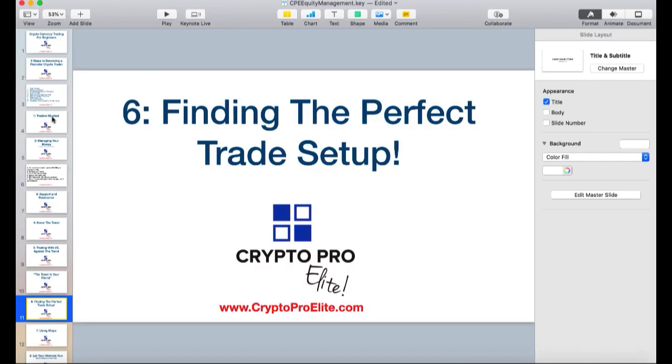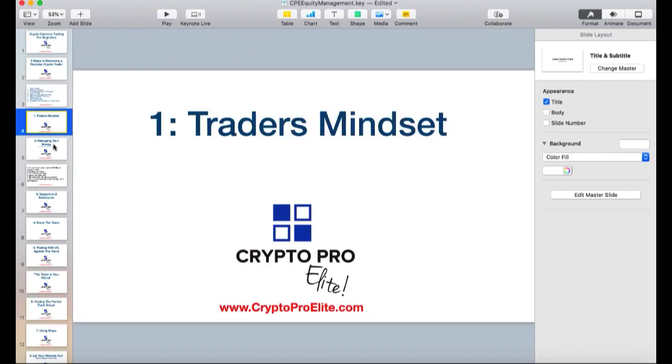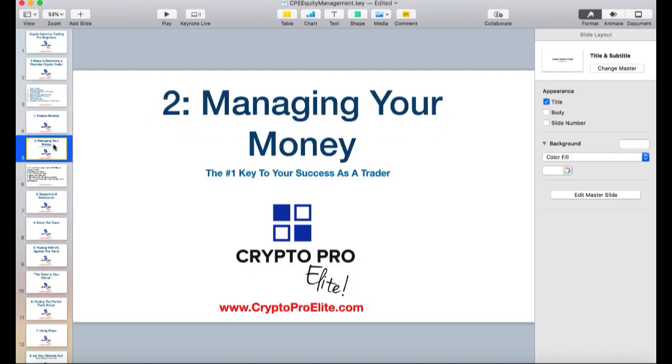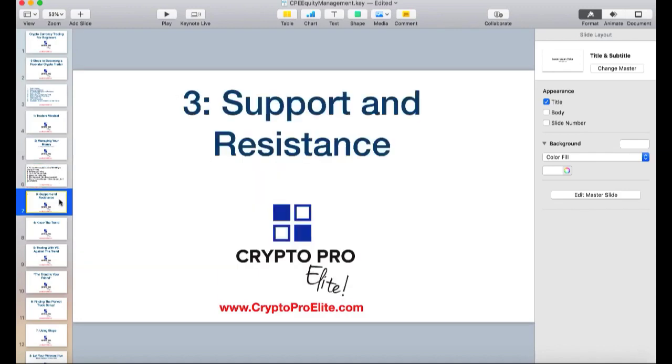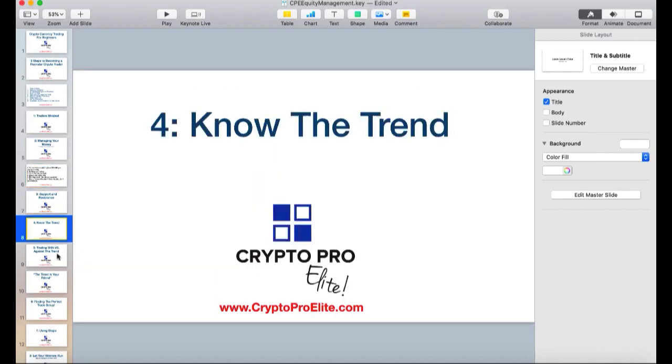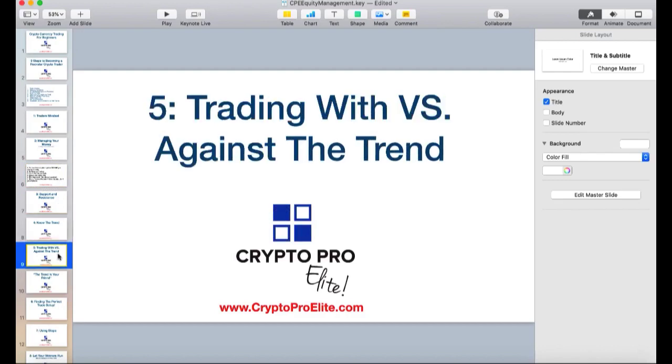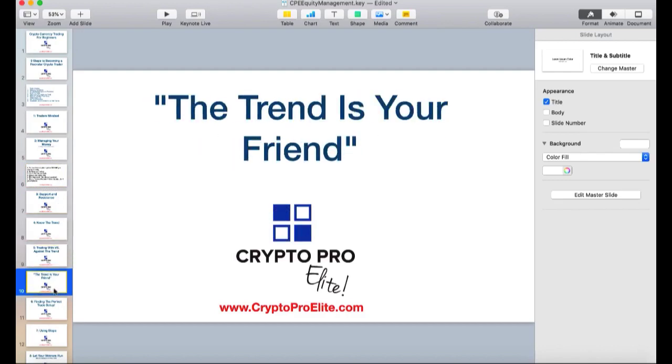So number 1, we talked about the trader's mindset. So you want to make sure at this point you have a strong trader's mindset. You're going to run and operate this like a business without allowing your emotions to take control, right? There's a perfect plan of attack you're going to have that you can use. Number 2, you talked about managing your money in these 6 steps, right? And you're following that. You understand support and resistance. You know the trend. You know that we're going to trade with the trend because the trend is our friend. And now we're about to have some fun, folks.